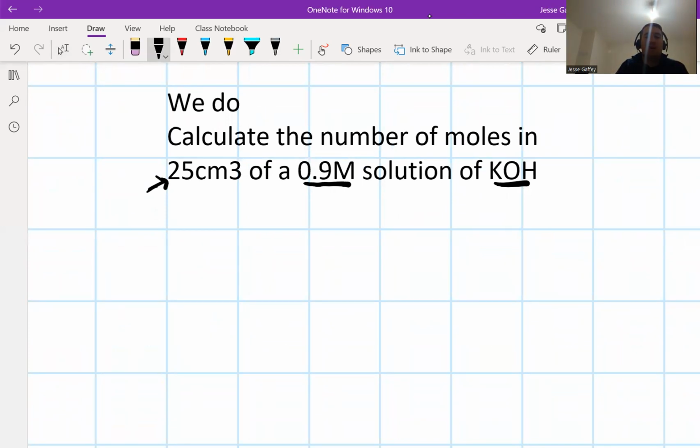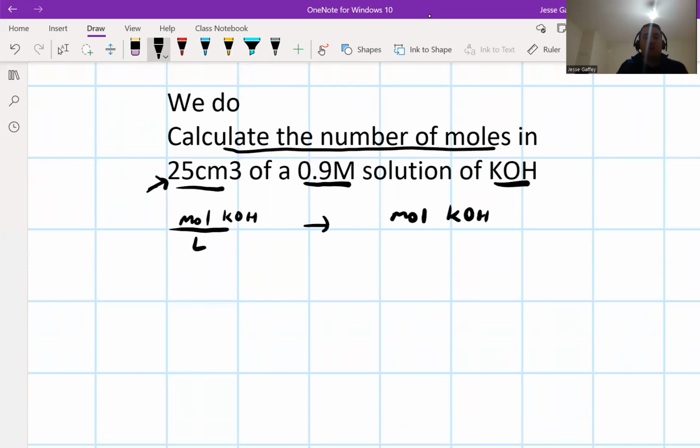All right, so what we want to do is go from moles per liter of KOH, and we want to convert. What does it ask us to find? Calculate the number of moles. So we want to find the moles of KOH. All right, now this is the quantity we used. So we need to think about how do we get that into liters. You can do this rough work first, or if you want, you can do it on a calculator, or you can do the decimal method if you're confident with that.